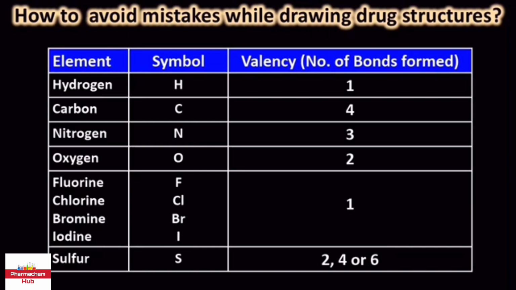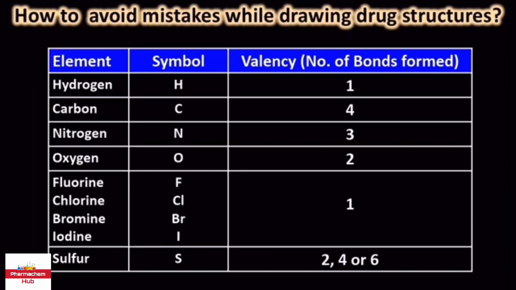They can form more or fewer bonds also, like carbon can form 2 bonds in carbene, chlorine can form 7 bonds in perchloric acid. So, if nitrogen and oxygen form 1 more bond, like nitrogen forms 4 bonds and oxygen forms 3 bonds, then you have to show the positive charge on the elements, nitrogen and oxygen.